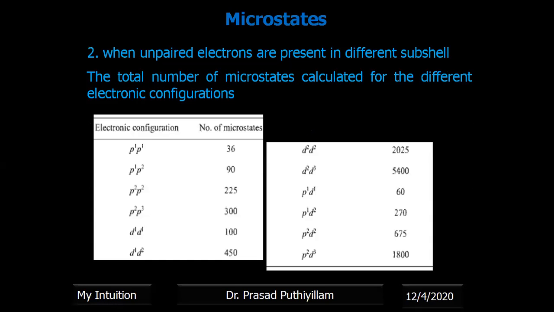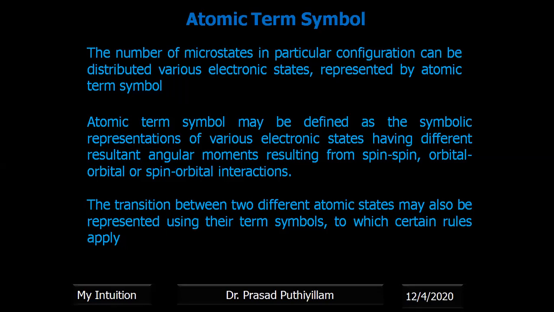If you calculate the values, I'm not doing the calculation, I have just listed the values. For the p1 configuration, the number of microstates is 36, like that for p1 p2 and so on. For p2 d3 it becomes 1800 microstates. For d2 d3 there are 5400 microstates, so it is not possible for us to write and check. Therefore we need to use the expression to calculate the number of microstates.